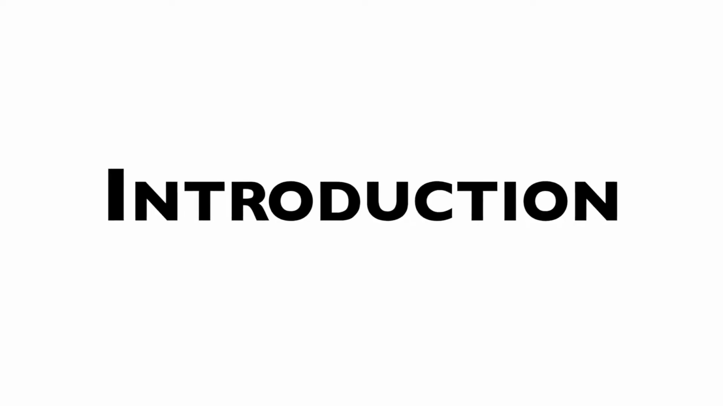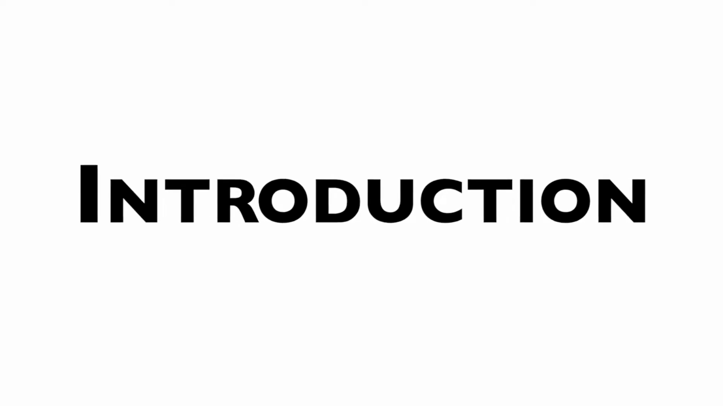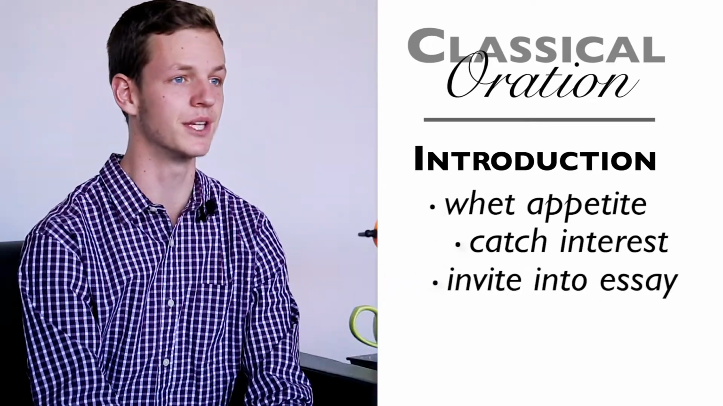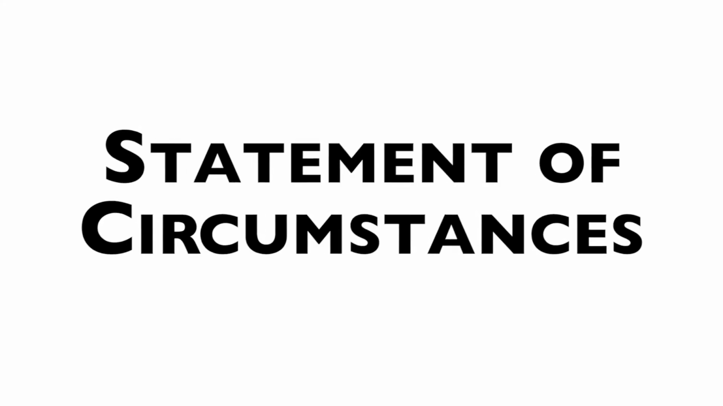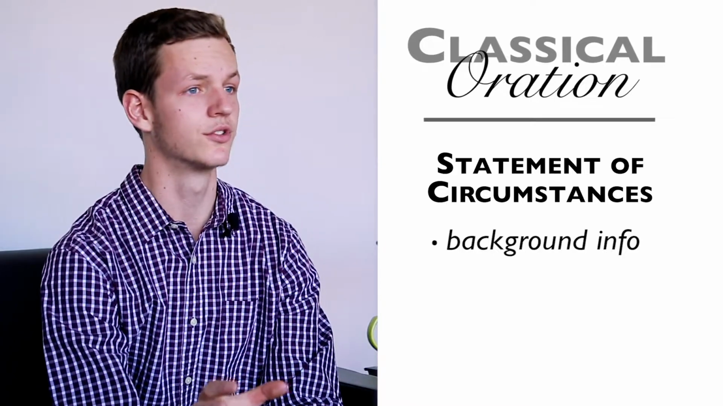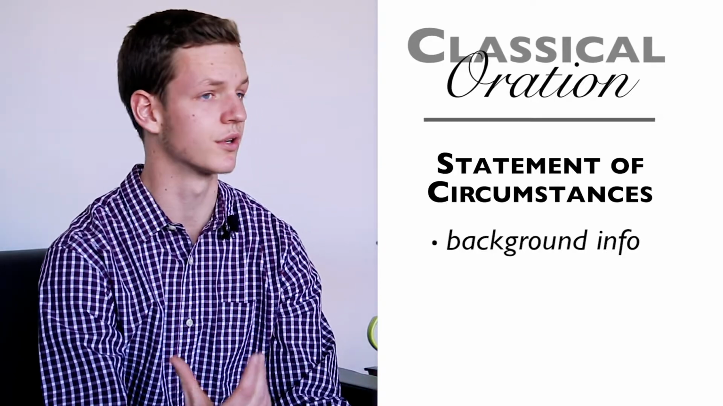The first part of the classical oration is the introduction. The introduction is where you whet your audience's appetite, you get them interested in your topic, and invite them to keep reading. The second part is a statement of circumstance. This is where you give your audience any necessary information they will need to understand your argument, such as character knowledge, or plots, or circumstance, or locations.